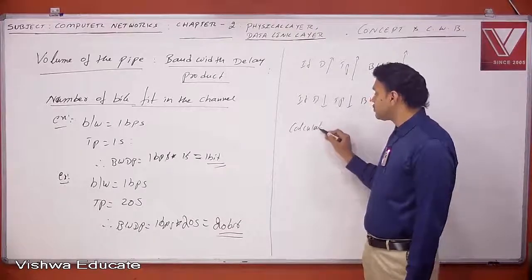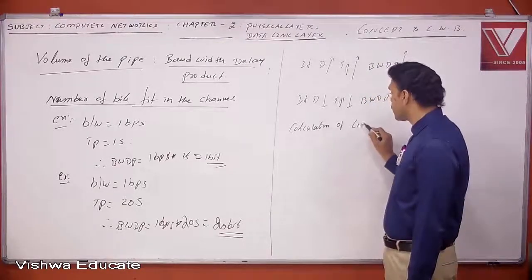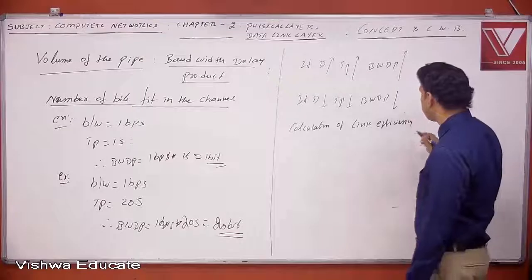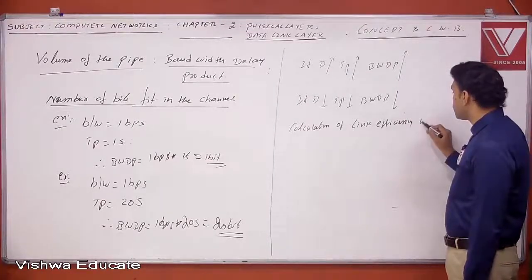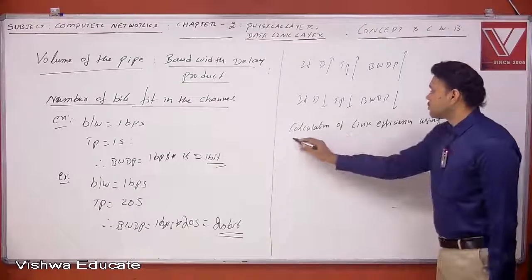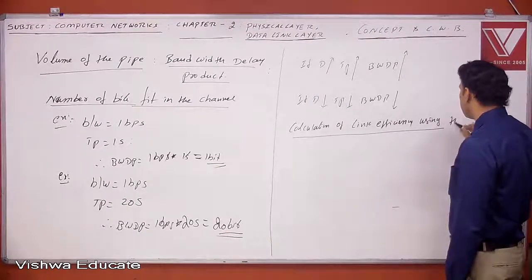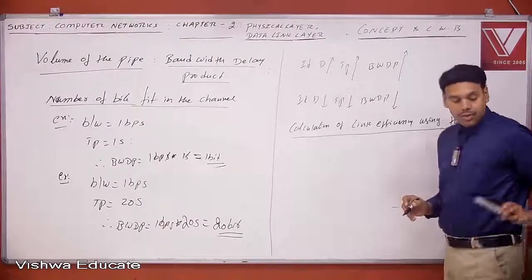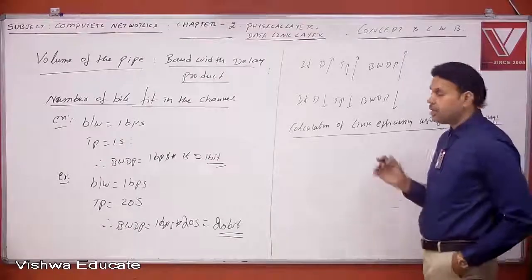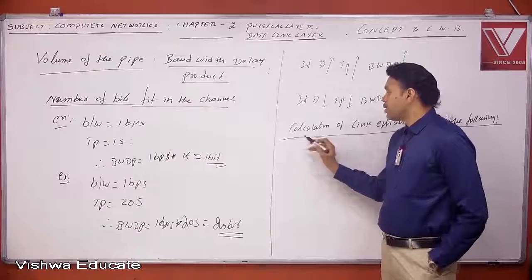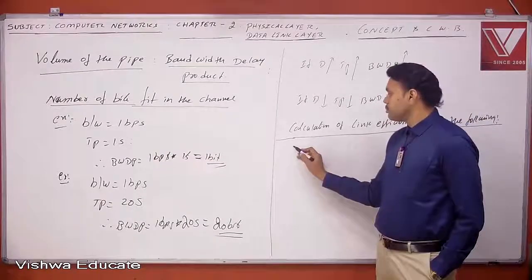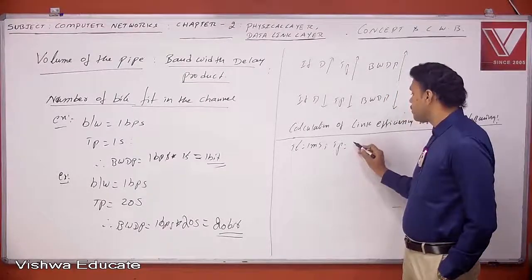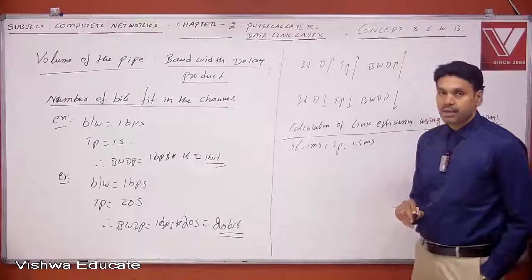calculation of link efficiency using the following. So now I am going to calculate link efficiency in this approach. That is, Tt is equal to 1 ms and Tp is equal to 1.5 ms, if I am saying.